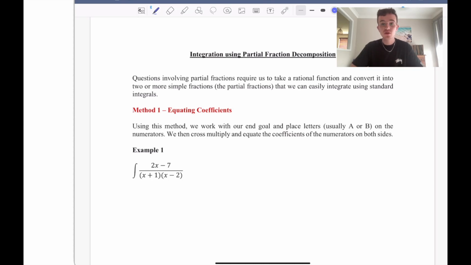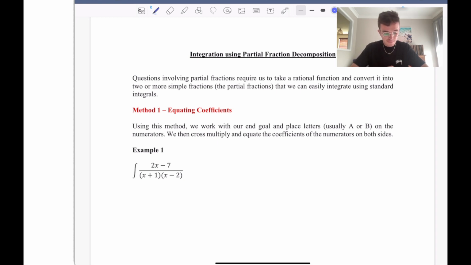Alright, today we're going to have a look at integration using partial fraction decomposition. Questions involving partial fractions require us to take a rational function and convert it into two or more single fractions, the partial fractions, that we can easily integrate using standard integrals. And often we're going to integrate it using ln, you'll see that show up a lot.